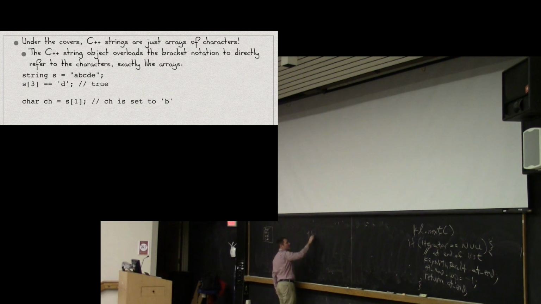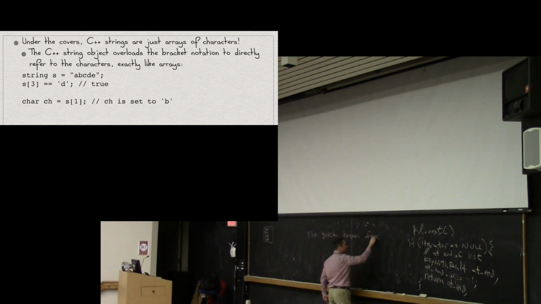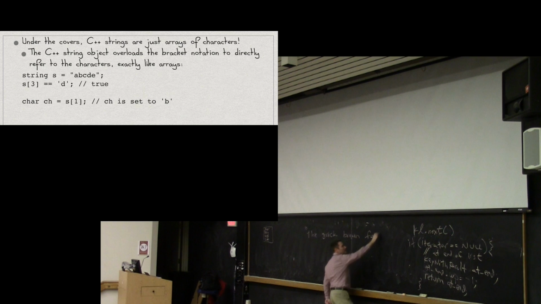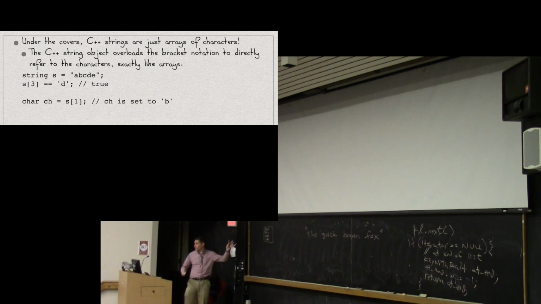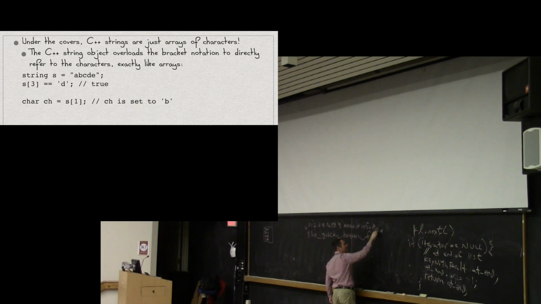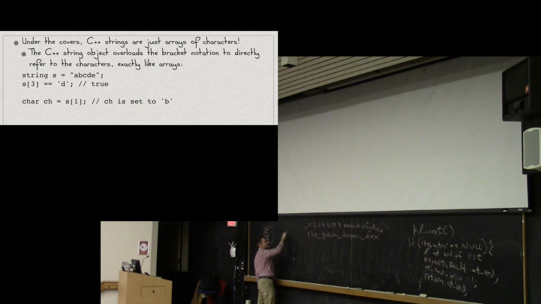OK, so what we're going to have is things like this. If we have the quick brown fox, in string form, it's simply going to be the character array, the quick brown fox. Here's character 0, 1, 2. The space is character 3. 4, 5, 6, 7, 8. Here's another space, 9. 10, 11, 12, 13, 14. 15, 16, 17, 18.